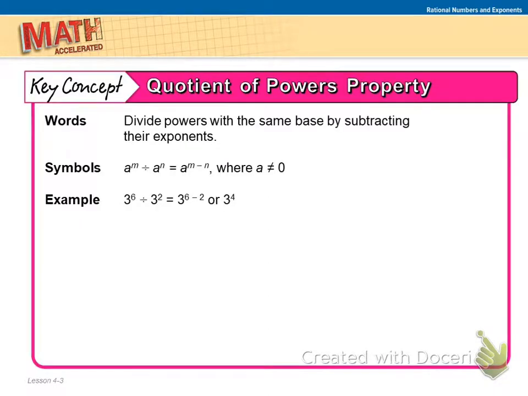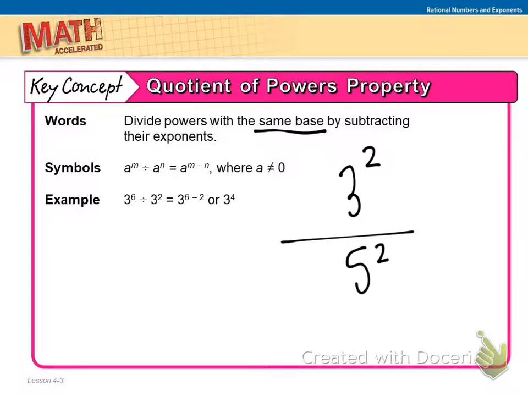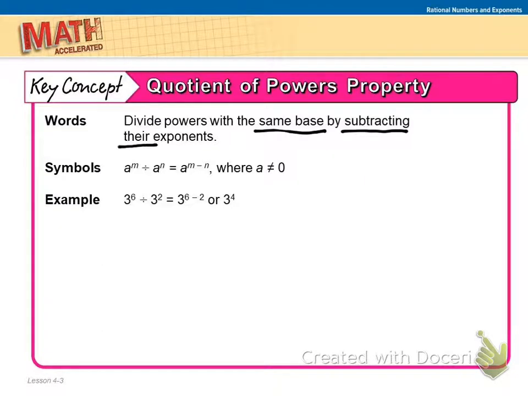All right, now we're going to move on to what happens when we are dividing monomials, okay? So when we divide powers with the same base, again, same base is our key. If one of our bases was 3 and we had 3 to the second power divided by 5 to the second power, you cannot subtract those exponents, okay? We do this by subtracting their exponents. So when we're dividing, we subtract their exponents. When we're multiplying, what do we do?